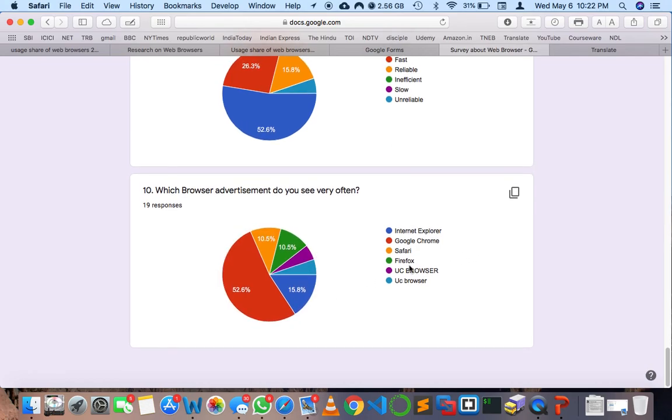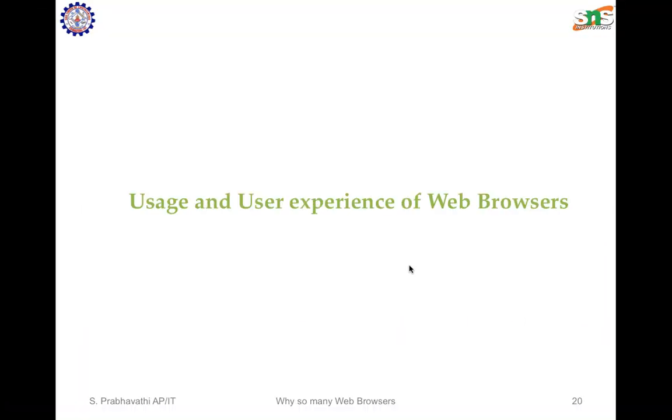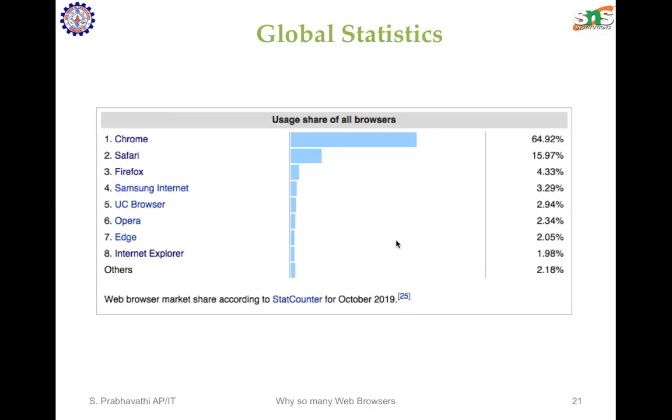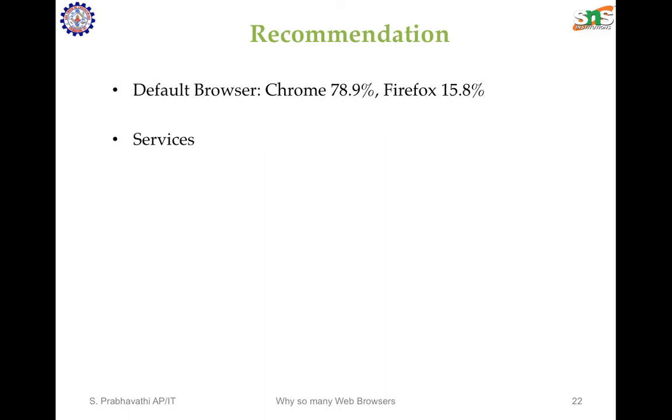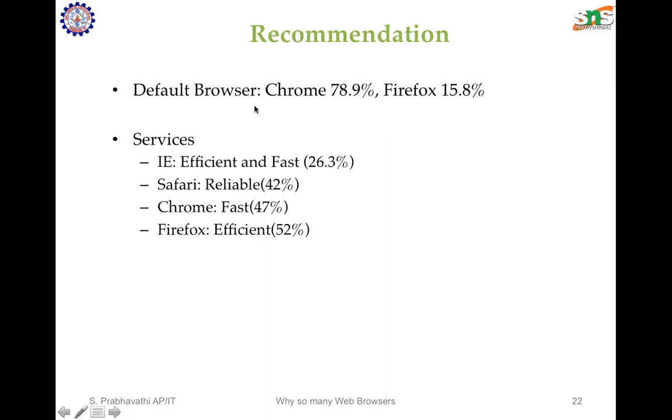Okay, so with this little survey of the user experience of our college students, let's compare that with the global statistics. Global statistics show the usage share of all the browsers. Chrome tops first, followed by Safari and Firefox. Similarly, in our survey, the default browser for most of the users is Chrome at 78.9%, and Firefox is 15.8%.